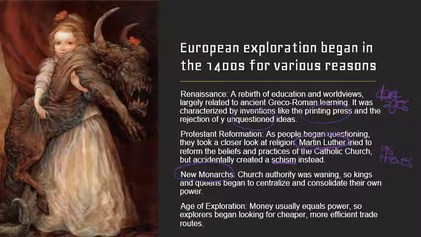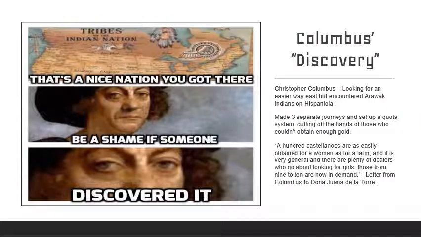In addition to these other three things, and largely because of these other three things, the 1400s and the 1500s are going to start the age of exploration. We start to explore because money usually equals power. So explorers start looking for cheaper, more efficient trade routes. That way you can make more money. If you can make more money, then you can give more power to your monarch or to your religion. And so that's how we end up with Columbus discovering, quote unquote, the Americas.